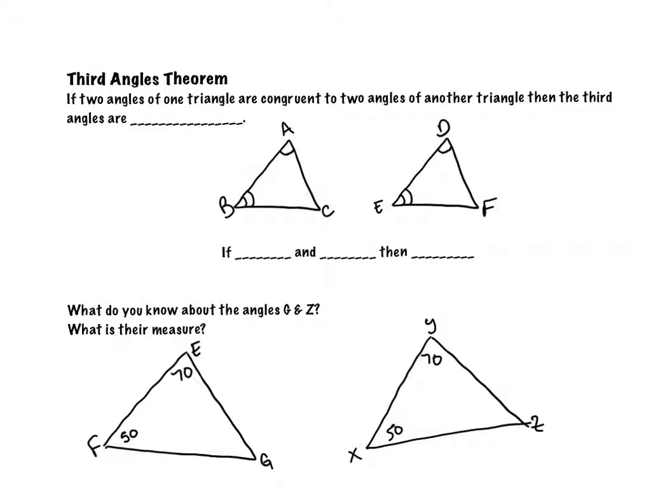All right, so we have this idea of the Third Angles Theorem. It sounds complicated, but it's not. What it's saying is that if two angles of a triangle are congruent to two angles in another triangle, the third angles are also congruent.